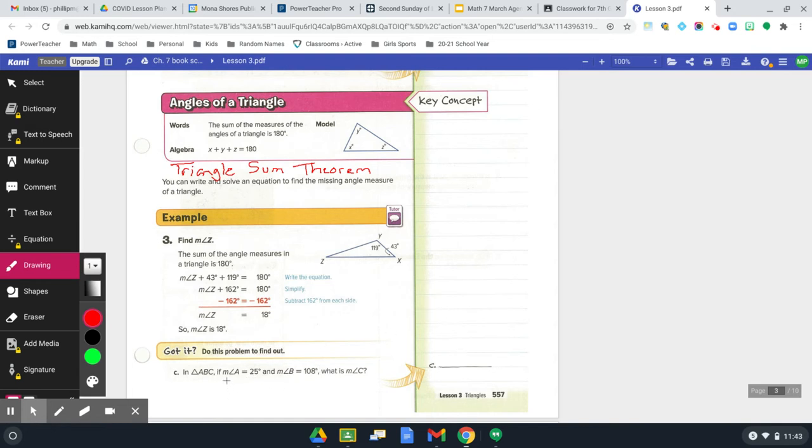And it's going to tell you in each of those angles, well, at least two of the angles, what the degree measure is. So it says if the measure of angle A is 25 degrees, and the measure of angle B is 108 degrees, what is the measure of angle C? That's the one that you're missing.